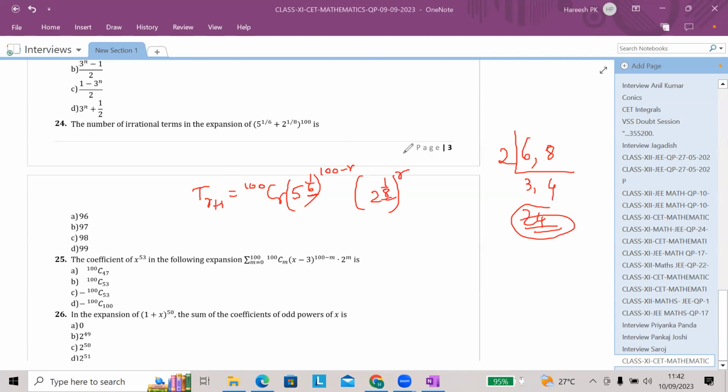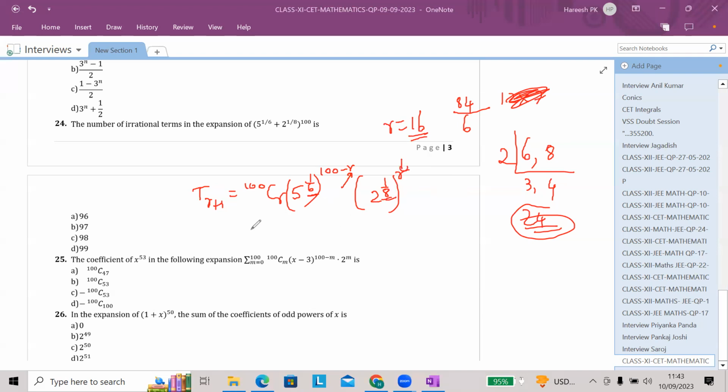So it's evident that the smallest value of R would be, would it be 16? Let's see. If this is 16, 100 minus 16 is 84. I don't think 84, yeah, 84 goes in 6, right? 12 sevens are 84. So the smallest value would be R equals 16.